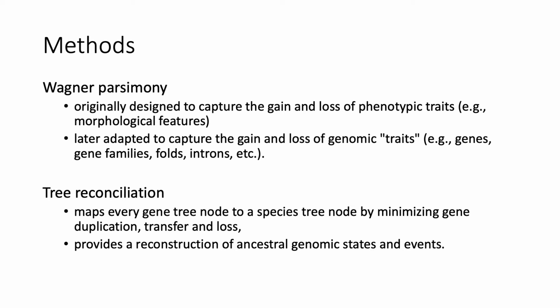Here, we compare two parsimony-based ancestral genome reconstruction methods: Wagner parsimony and tree reconciliation. Wagner parsimony was originally designed to capture the gain and loss of phenotypic traits, such as morphological features, and was later adapted to capture the gain and loss of genomic traits, like genes, folds, and introns. Tree reconciliation reconstructs ancestral genomic states and events by fitting a gene tree into a corresponding species tree and minimizing the weighted gene duplication, transfer, and loss events.